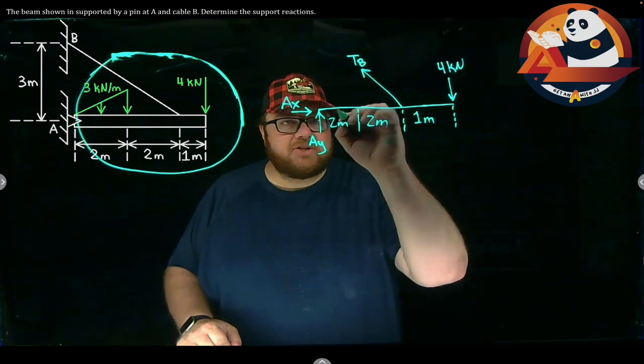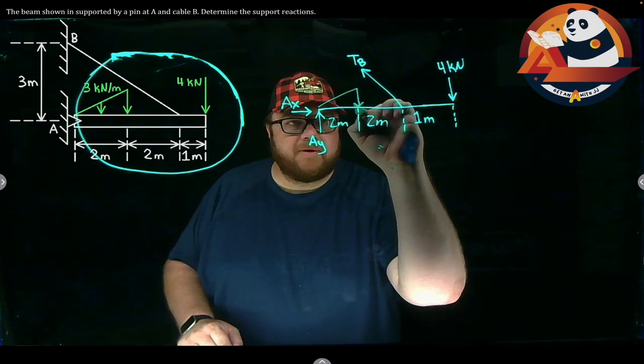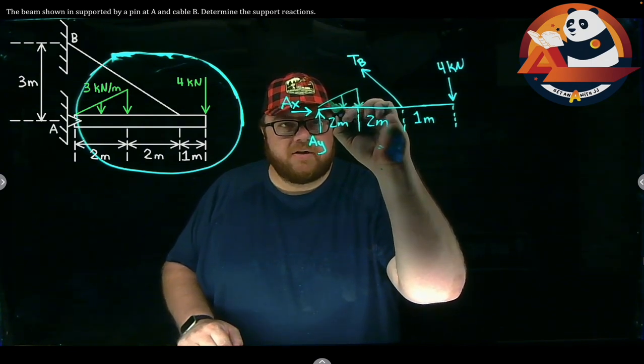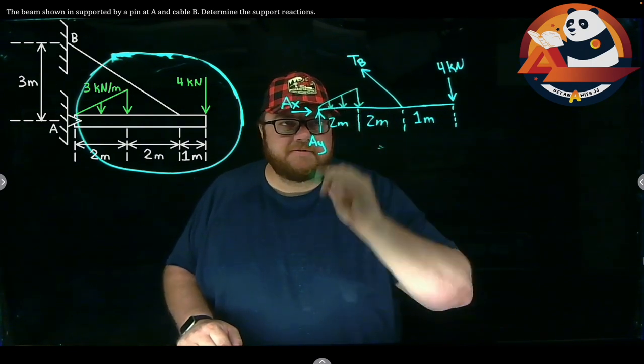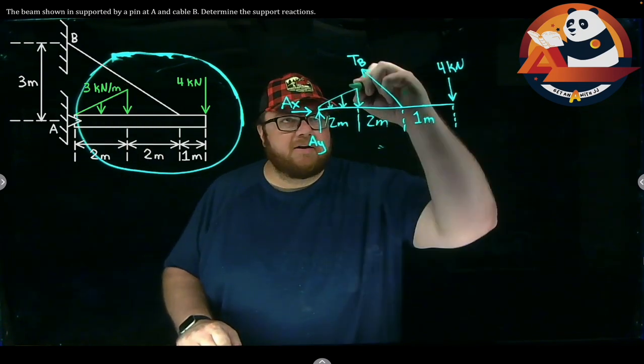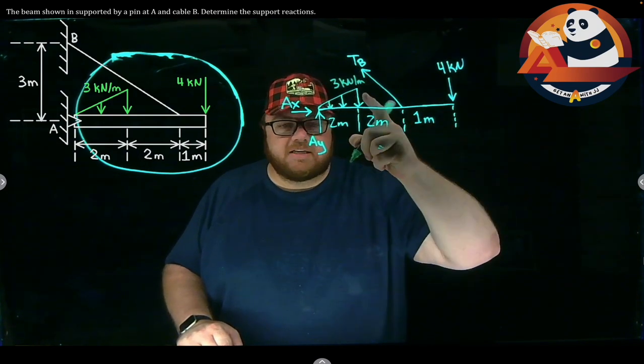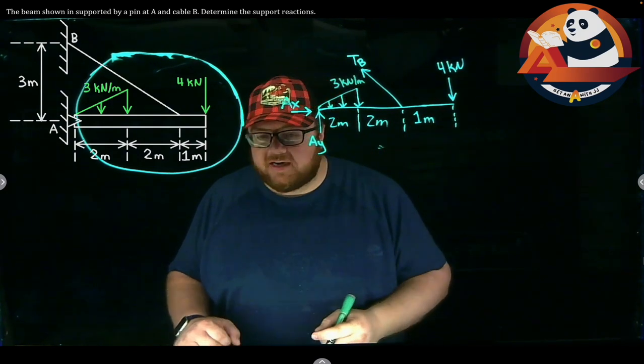I have in the first 2 meters a triangular distributed load, so I just replicate what was given in there. Redraw the triangle for this. My maximum height of that was 3 kilonewtons per meter, so we'll label that 3 kilonewtons per meter. That's the tallest side of the triangle is what we're saying there.